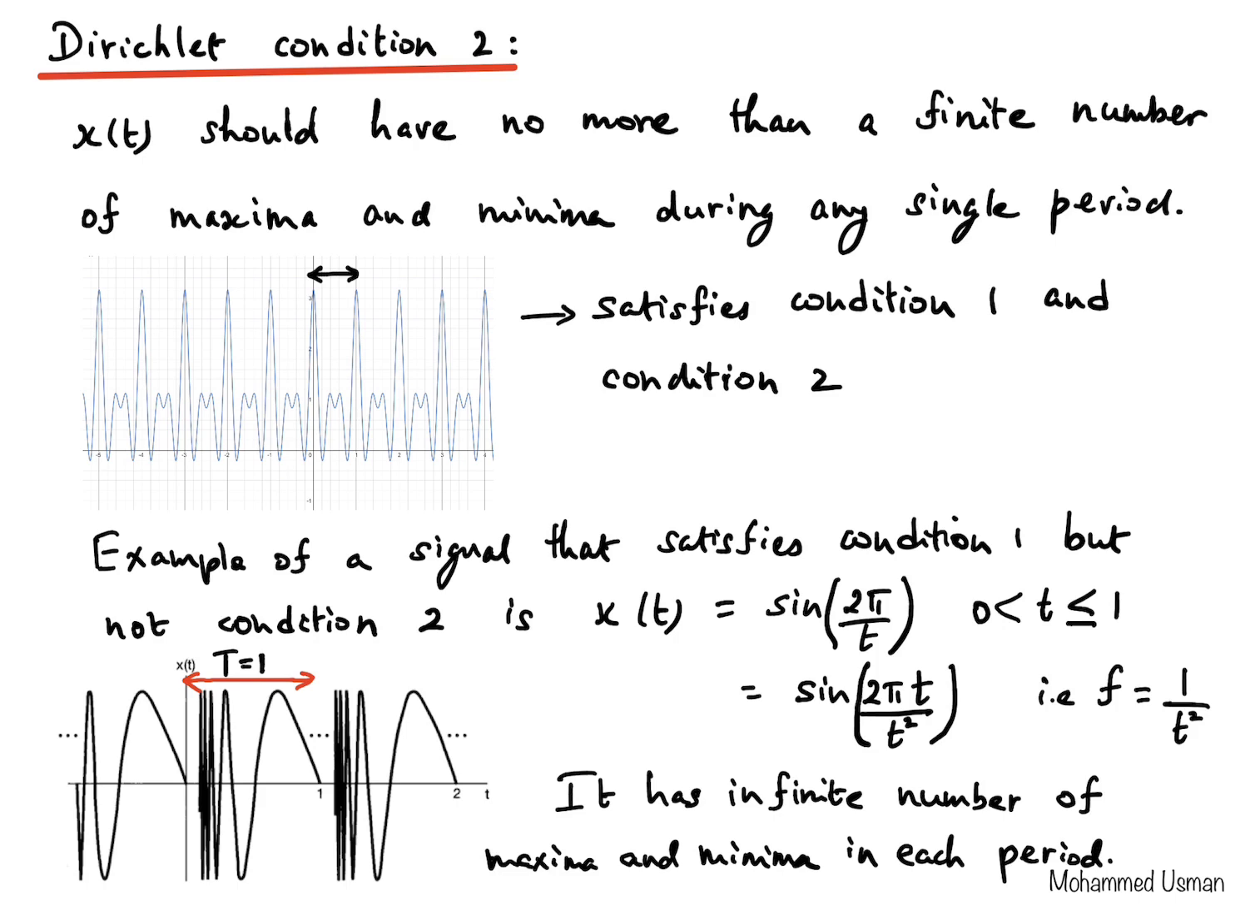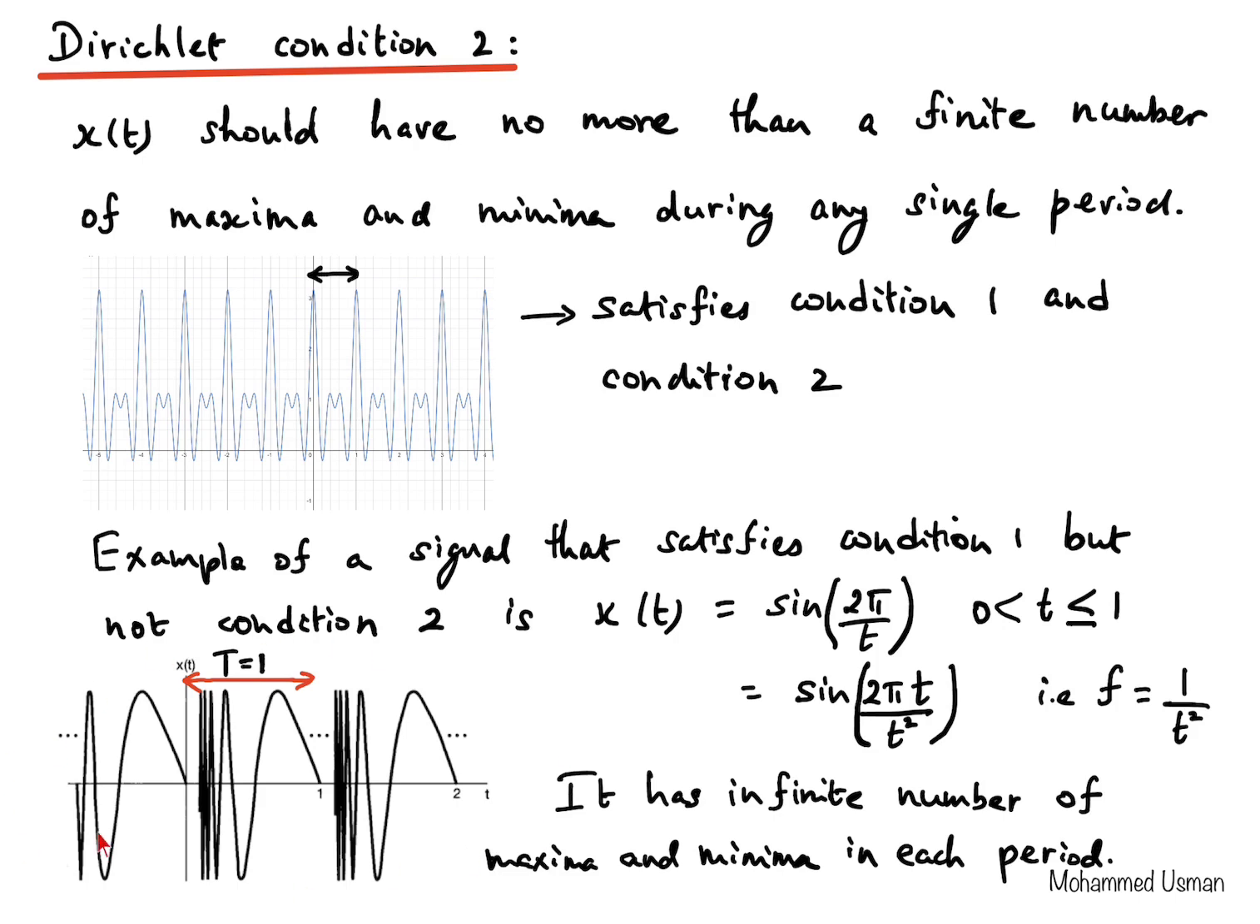And if you look at this particular signal in one period, the number of maxima and minima is finite. So we have one maxima here and one minima here, and there's another minima here, and we come back here. It completes one cycle, that's one period, and we have another maxima here. So in one period, it is having a finite number of maxima and minima. So this particular signal satisfies this second Dirichlet condition as well.